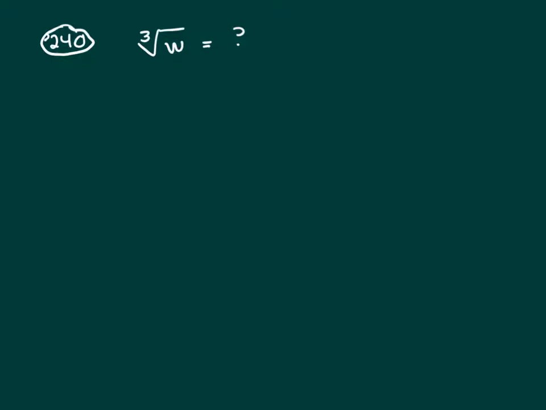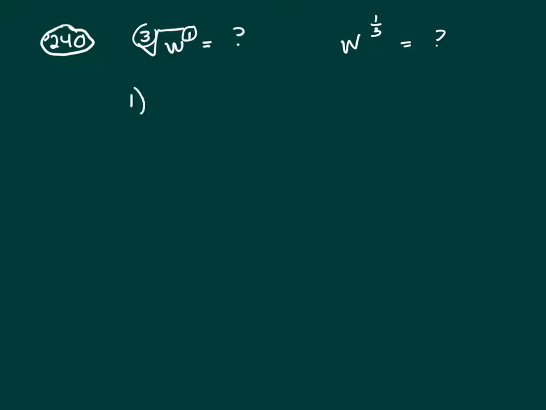We're trying to figure out the value of the cube root of W. Another way we can write the cube root of W, we know that there's a 1 understood there as an exponent. So you can rewrite this as W to the 1 over 3. So we're trying to figure out what W to the 1/3 is, or we can think about it as the cube root of W is what value.